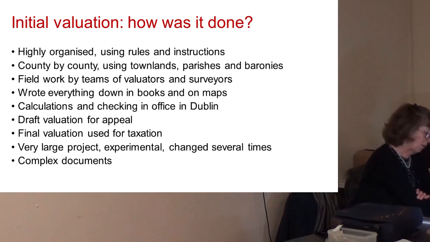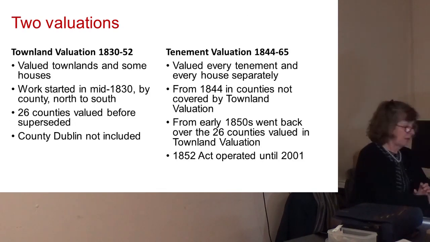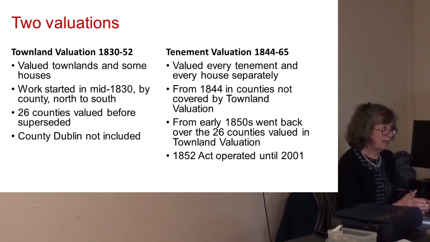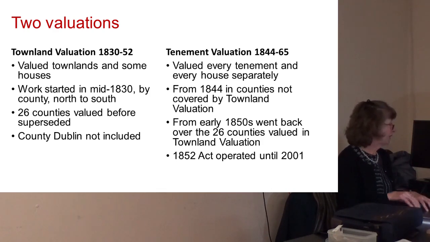Now, because this was complicated, I'm afraid the documents are complex. So this period of the initial valuation is really divided into two valuations. There was first a townland valuation, and secondly a tenement valuation. The townland valuation took place between 1830 and 1852. The tenement valuation started in 1844 and went on to 65, and you can see there's an overlap in that.